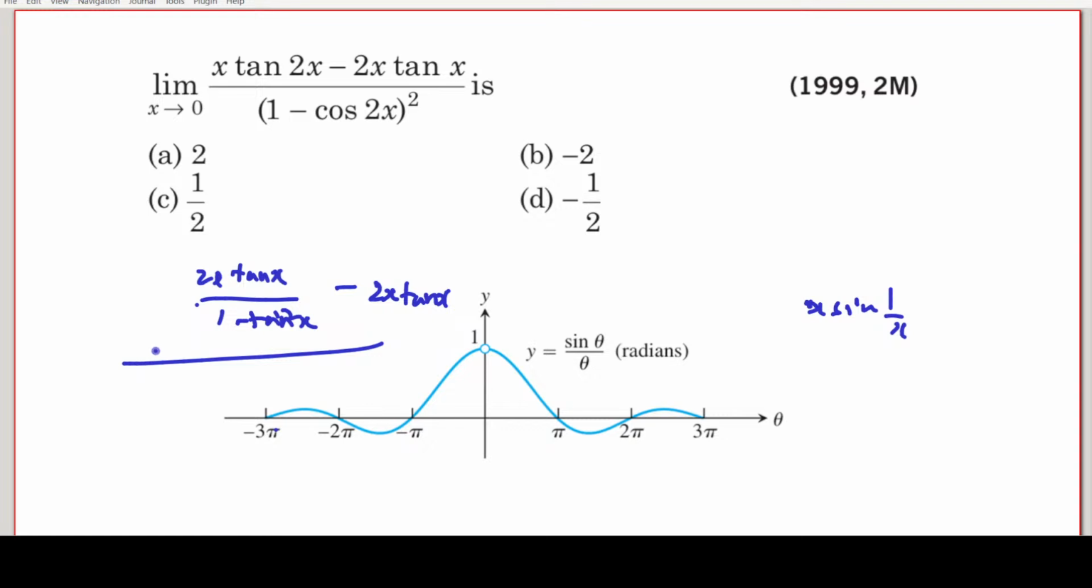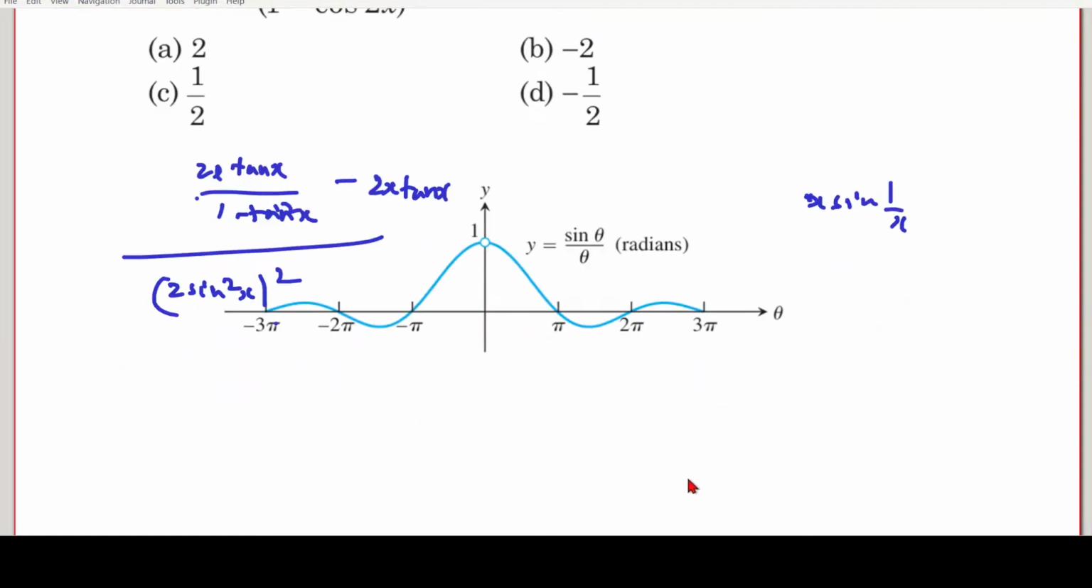Yes, sir. And then what is 1 minus cos 2x in terms of sin square x? 2 sin square x, very good. Whole square, 2 sin square x whole square. Now we have 2x tan x here, 2x tan x here. So we'll take 2x tan x directly common. Yes, sir. 2x tan x times 1 by 1 minus tan square x, minus 1.